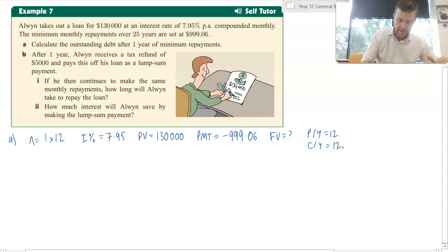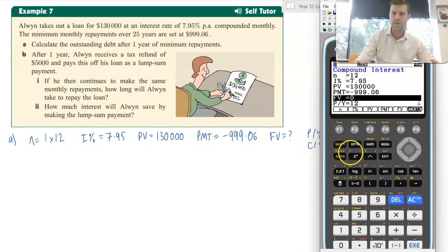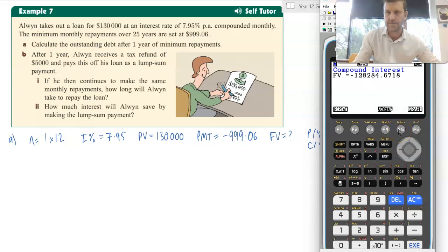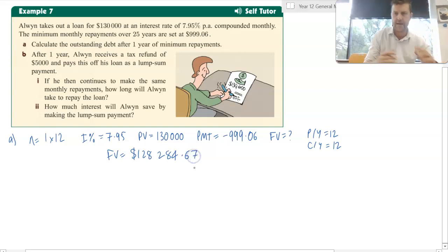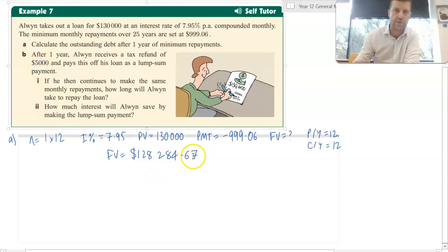So on the graphics calculator, excuse the bell, I've set these values already, asking it to determine the future value. So FV, based on all that, will be, he still owes $128,284.67. Now, the next question goes on to say, well, he gets a tax return and he puts that full $5,000 onto that amount to reduce it. How long would it take him to repay the loan based on that?